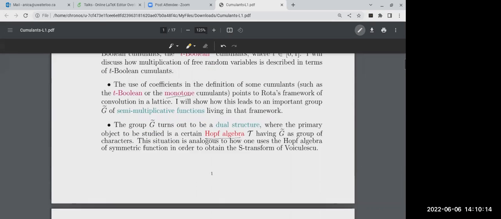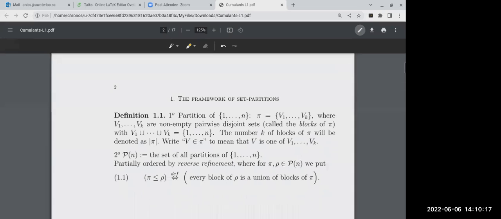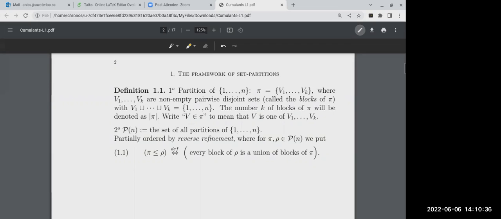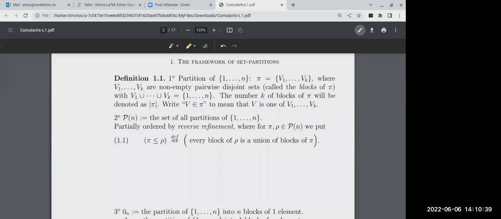Today it's going for basics. My goal is to introduce the notion of cumulants, which can be, depending on what you want, the classical, the free, or the Boolean cumulant. I start with notation. We have partitions of sets of the form 1 to 3n, and traditionally the parts of such a partition are called blocks.